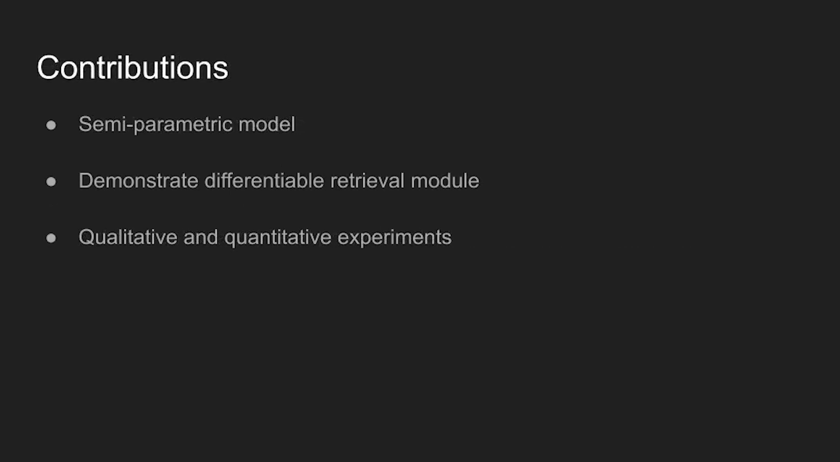The authors of the paper make three contributions. First, they propose a novel semi-parametric model to synthesize images from the scene description. They then demonstrate the usefulness of the differentiable retrieval module in capturing the relationship among the objects in an image. Lastly, through extensive qualitative and quantitative experiments, the authors show the efficiency of the proposed method.